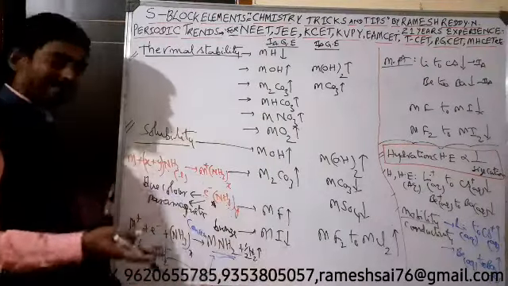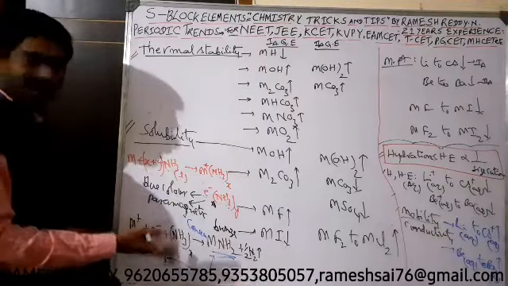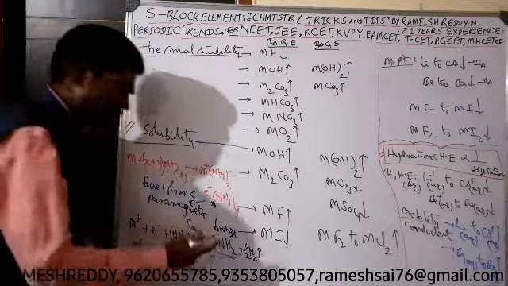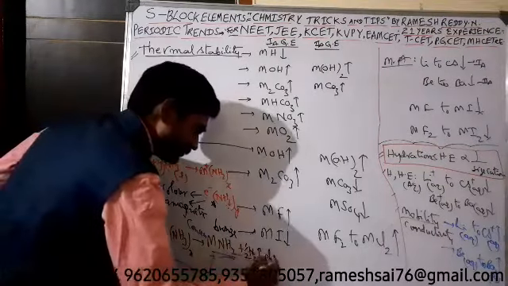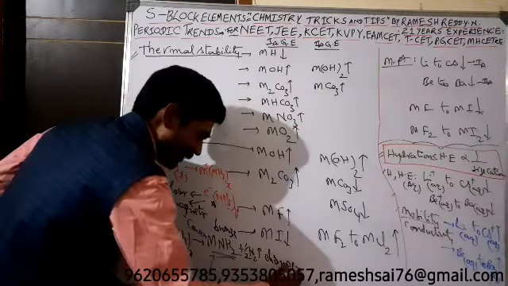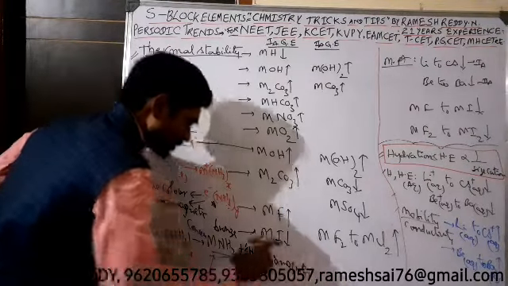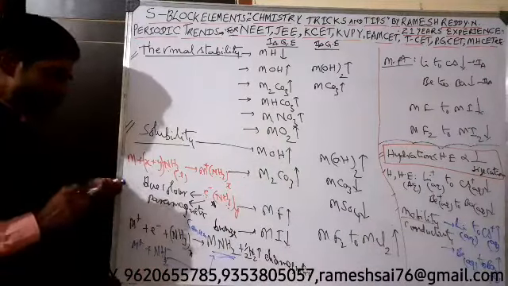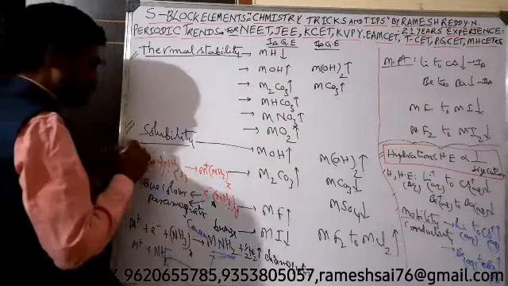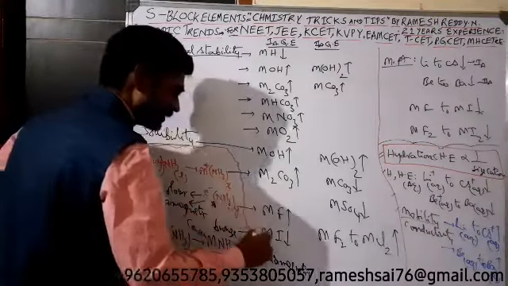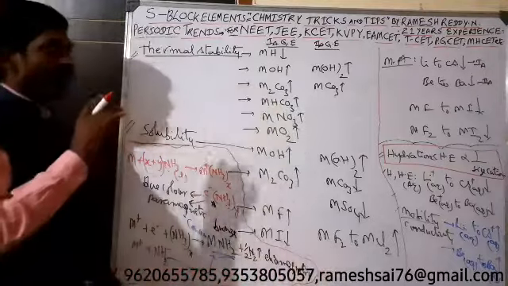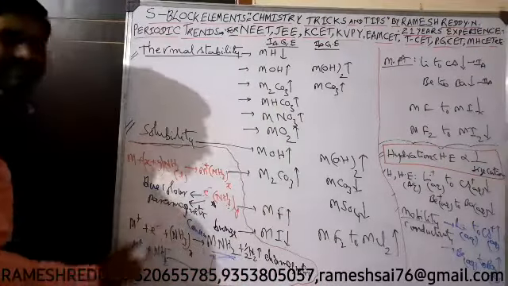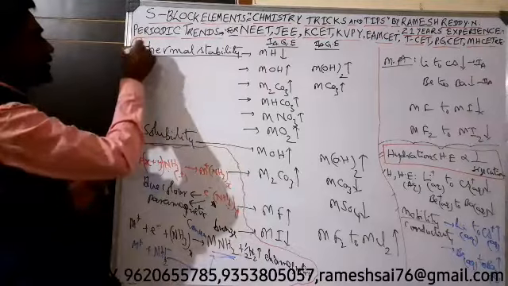And magnetic property: no free electron is there. Ammoniated electrons are not there. So that's why it becomes diamagnetic. It becomes diamagnetic. Is it clear, my students? So these points are very important related to trends of s block elements. Is it clear? Yeah, this is the first one, thermal stability.